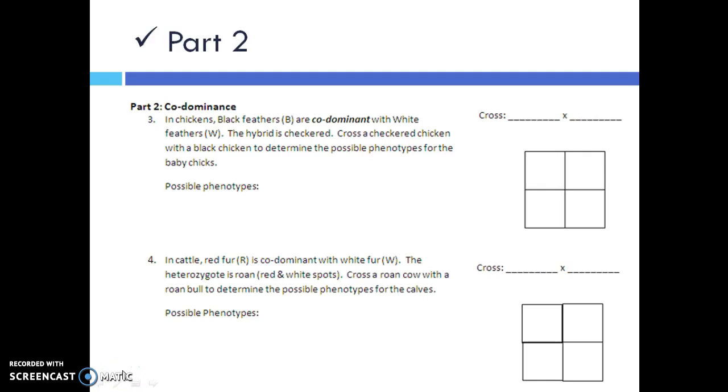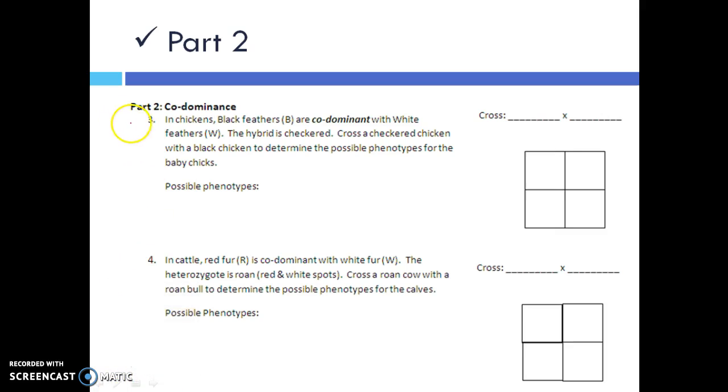In part 1 we learned about incomplete dominance. We did some practice problems and checked them. We also learned about codominance. You had to pause the video and do the practice problems for codominance. So now you should be done with part 2 of your practice worksheet, and let's go ahead and check it to make sure that we're understanding what's going on.